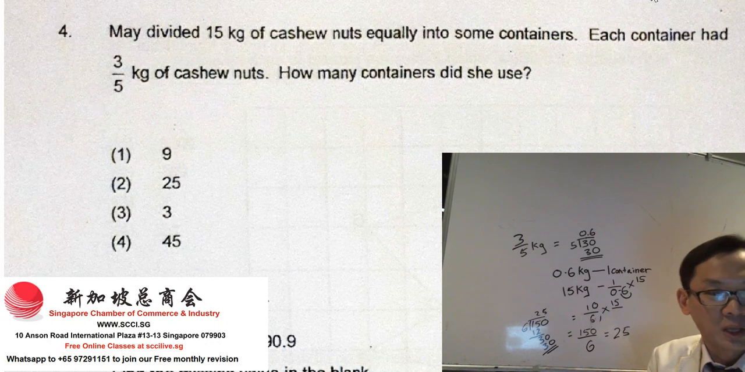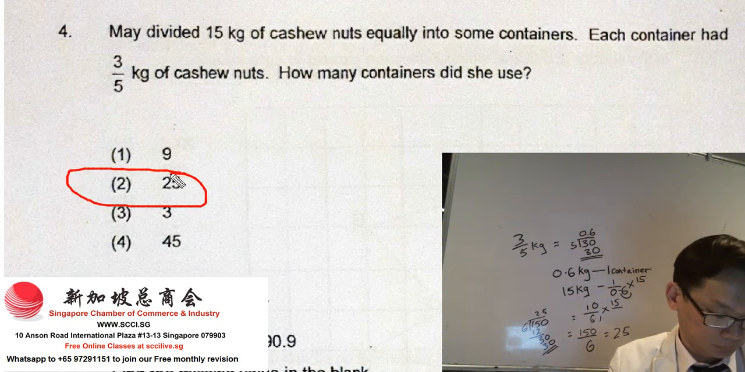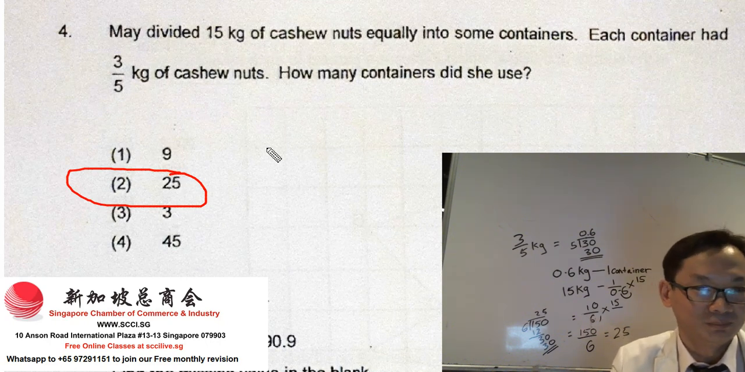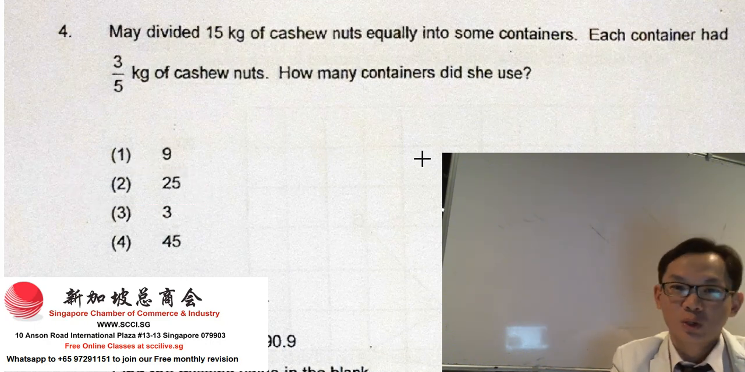So can you get the right answer? The answer is 25 containers, which is at this side. 25 containers. So question 4, the answer is number 2. Let's move on to question 5.